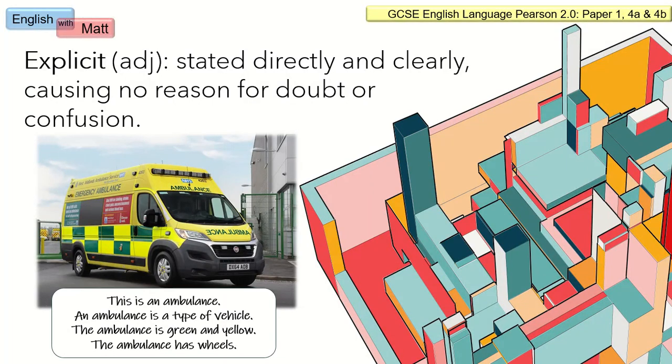There's no cause for doubt there. There's no cause for confusion. It's exactly what we see, and therefore that is practicing our ability to make points about explicit information.